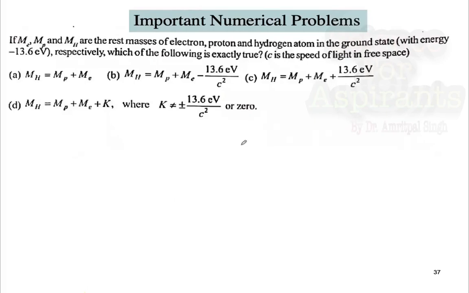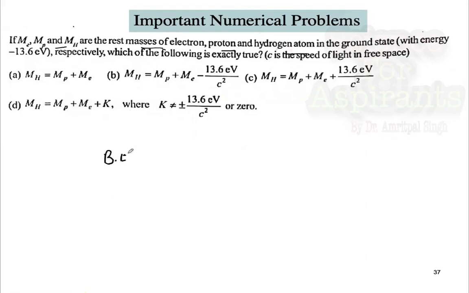Now we will discuss this. If Me, Mp and Mh are the rest mass of electron, proton and hydrogen, which formula is exactly representing the binding energy? So the binding energy formula you have all studied, so you can calculate from here.